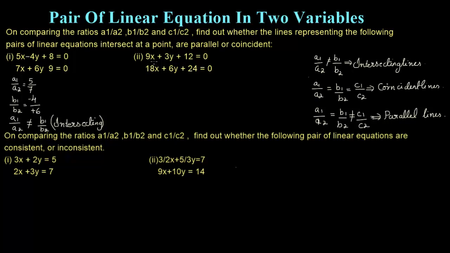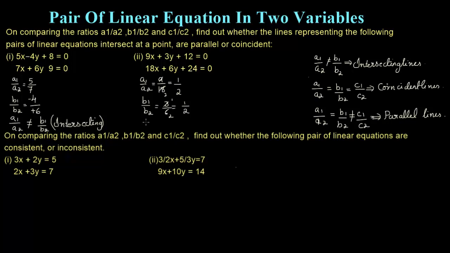Here again we need to write the ratios. a1 by a2 is nothing but 9 by 18. 9 by 18 can be written as 1 by 2, right? 9 ones are 9, 9 twos are 18. In the same way, let us come to the ratios of b. So b1 by b2, it is 3 by 6. 3 ones are 3, 3 twos are 6. So even this one is 1 by 2.